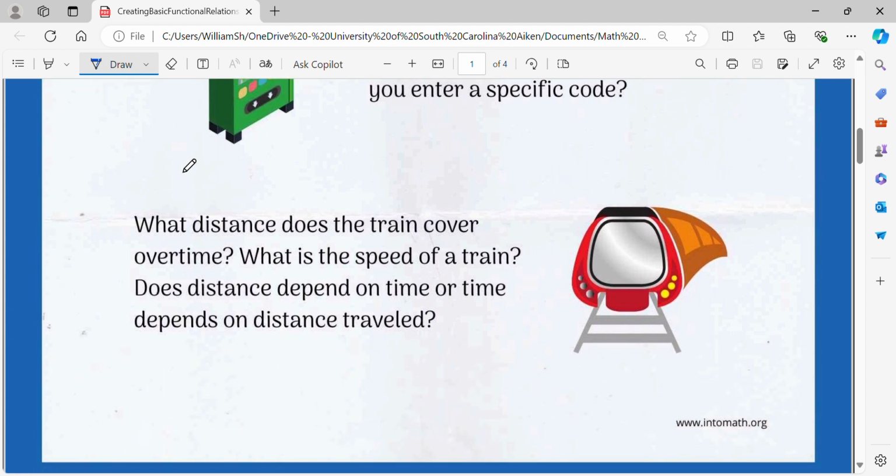What distance does the train cover over time? What is the speed of a train? Does distance depend on time, or time depends on distance traveled? Okay, so we can certainly calculate what distance a train covers over time based upon how fast it is traveling, or the speed of the train. And that distance is going to rely on both the variables of time and distance traveled.